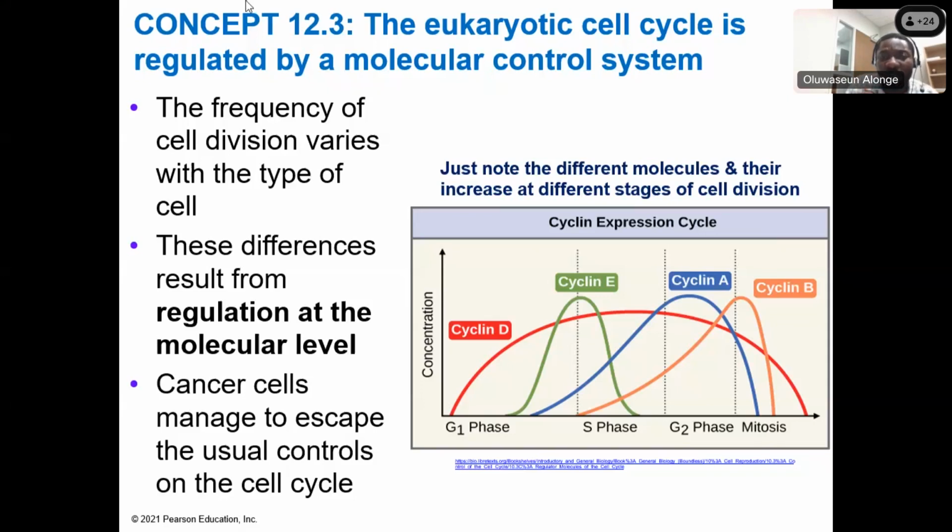All right. So the frequency of cell division varies with the type of cell. These differences result from regulation at the molecular level. Cancer cells manage to escape the usual control of the cell cycle. All right. So if you look at this G1 phase, this S phase, this G2, and this is mitosis, each of them have cycling. They have different molecules at different stages that are responsible for the regulations.